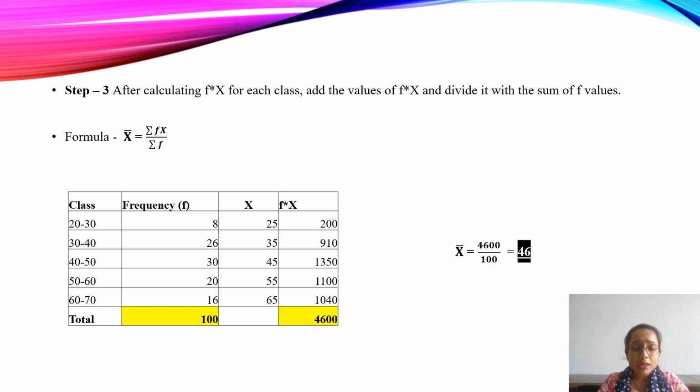Okay. After calculating the values of f into x, you have to add all the values. Okay, that is called summation. So add all the values of f into x, then add all the values of f, just like in the formula. After that you have to put in the values, like I have already shaded the part, 4600 and 100. Okay, then divide the two values, then you will get your mean. So there is a different formula for ungrouped data and for grouped data.